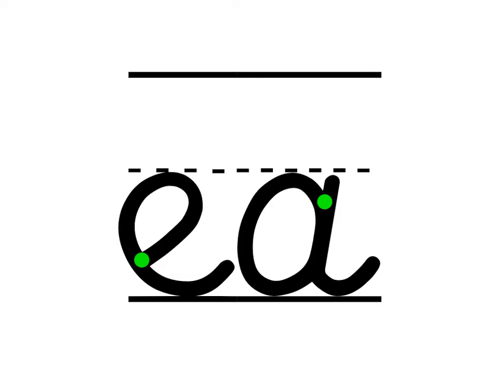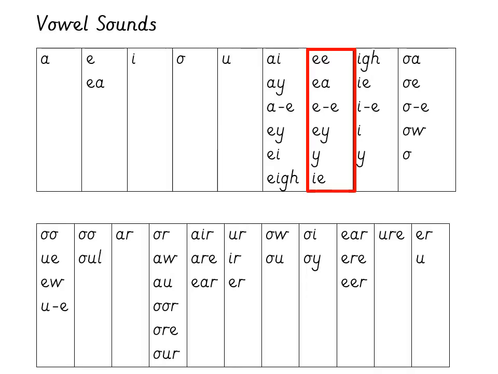Can you think of any alternative spellings for the phoneme ee? Can you think of any other ways that you know how to write ee? Pause the video and write down your ideas and then click play once you're ready. Did you think of any of these ee graphemes that are highlighted in the red box?